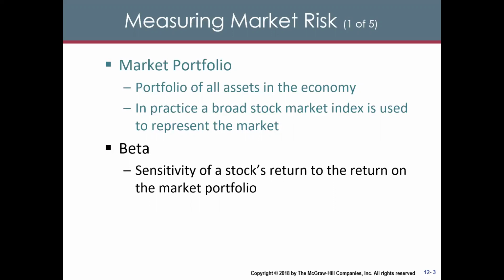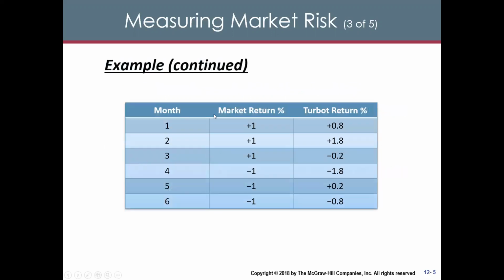So I will introduce you an example to see what this sensitivity means. So here, say there have been 6 months. The market return, or the return for the market portfolio, is positive 1% for the first 3 months and negative 1% for the next 3 months. And the return for a single stock called Turbot is as following in the table.